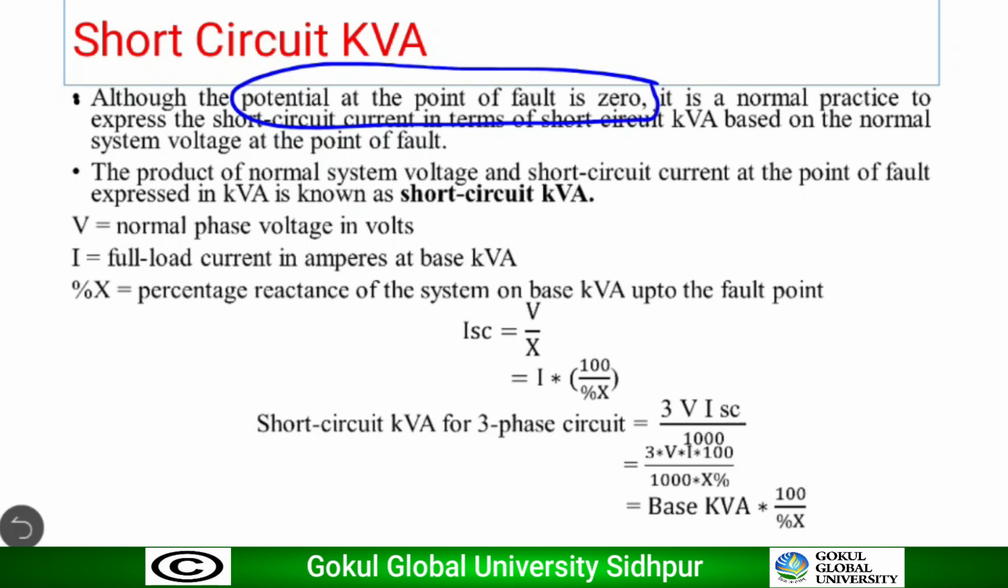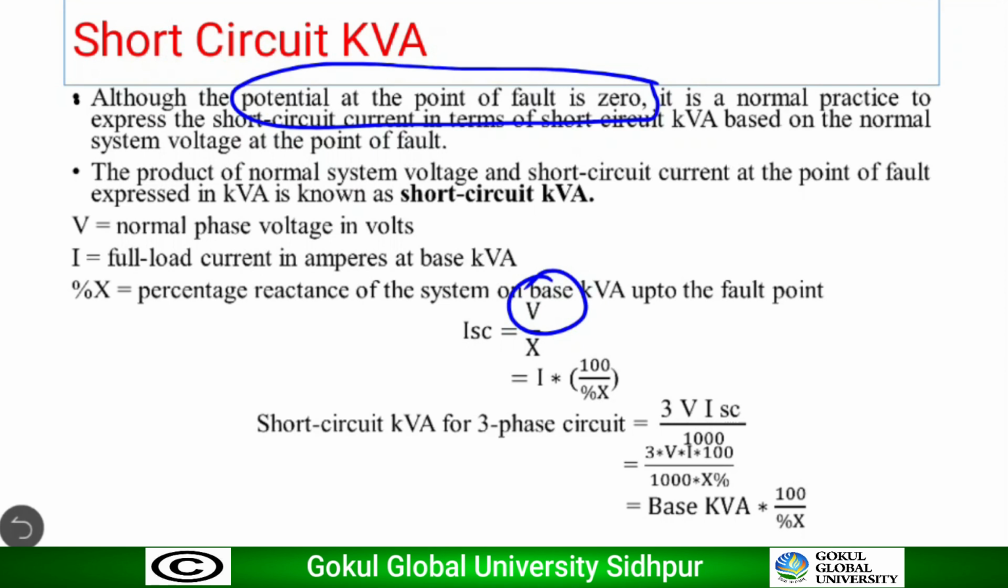Now, the product of normal system voltage and short circuit current at the point of fault, expressed in kVA, is known as the short circuit kVA. The general equation for I short circuit is equal to V by X. Derived from this, I short circuit is equal to I into 100 by percentage X.